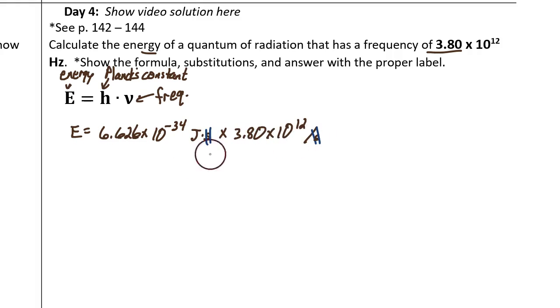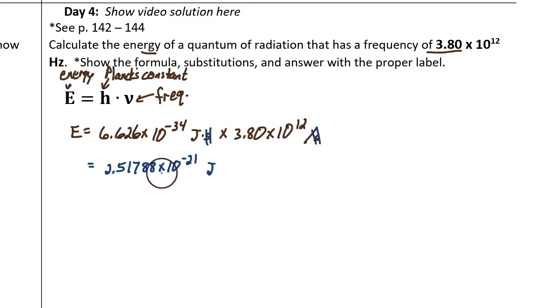We're just going to type straight across. 6.626 times 10 to this exponent times 3.80 times 10 to this exponent, and push enter when you get to the end. The result on the calculator screen is 2.51788 times 10 to the negative 21 power, and the label is joules.